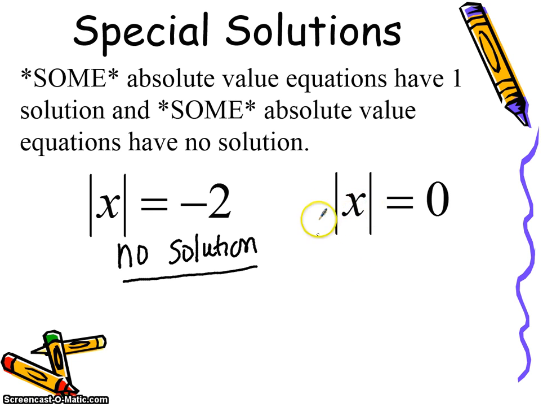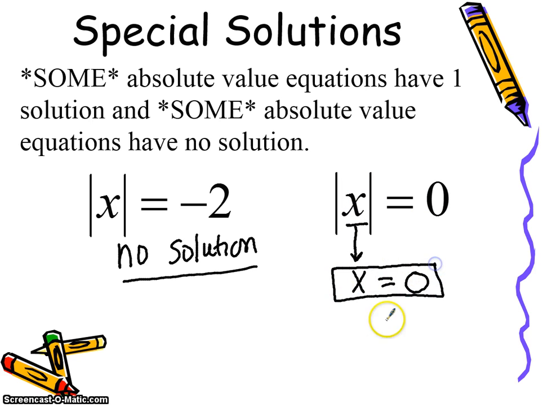Now in this example, we have that the absolute value is equal to 0. Well, how many numbers do you know that are 0 away from 0? There's only one. The only number 0 away from 0 is 0. So whenever you have your absolute value equal to 0, the amount inside has to be equal to 0. And that means that there's only one solution.